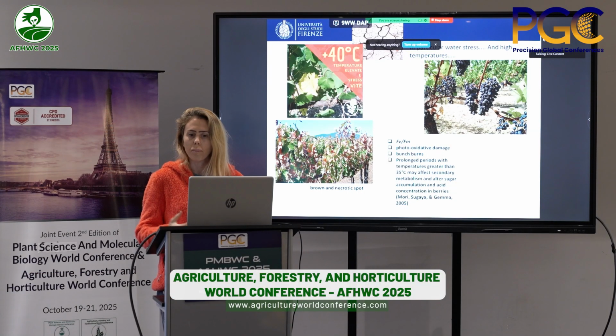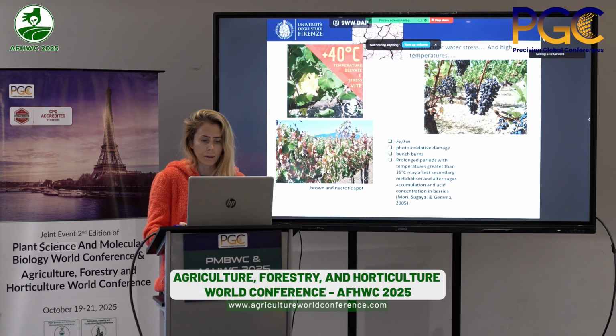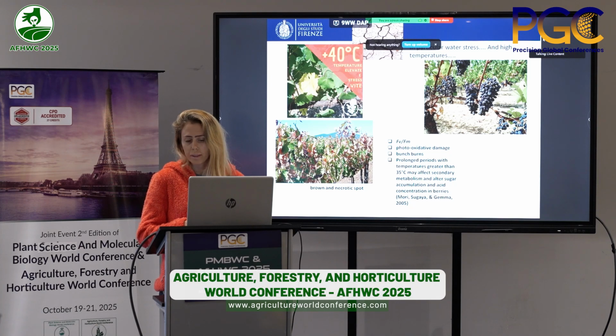In this context we need to help the vine to overcome this problem. The Australian Grape and Wine Authority said that prolonged periods of temperatures greater than 35 to 40 degrees may affect the primary metabolism, so photosynthesis, conductance, transpiration, and so on, and the secondary metabolism, so the phenylpropanoid accumulation: polyphenols and anthocyanins, the total and the extractable ones, in a berry.